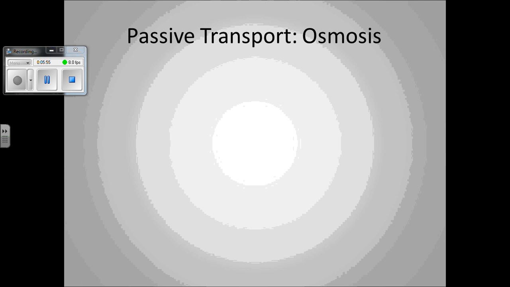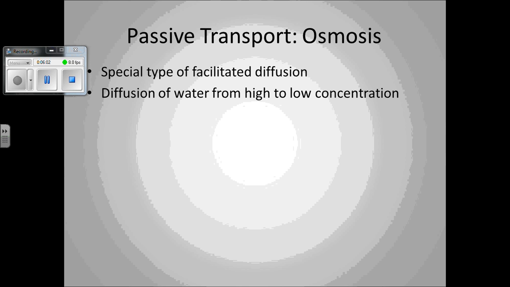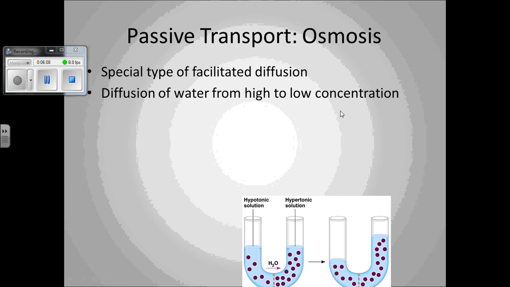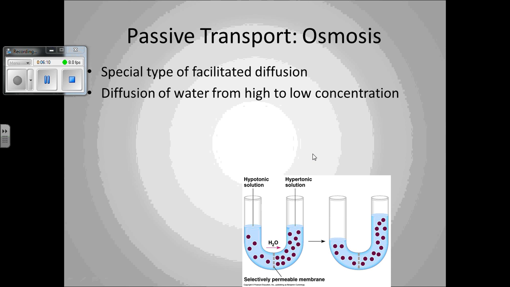Osmosis. Osmosis is a special type of passive transport, moving water in and out of your cells. It's all about the diffusion of water from high to low concentration, crowded to less crowded. Here's an example where you see water moving across the membrane until equilibrium is reached.